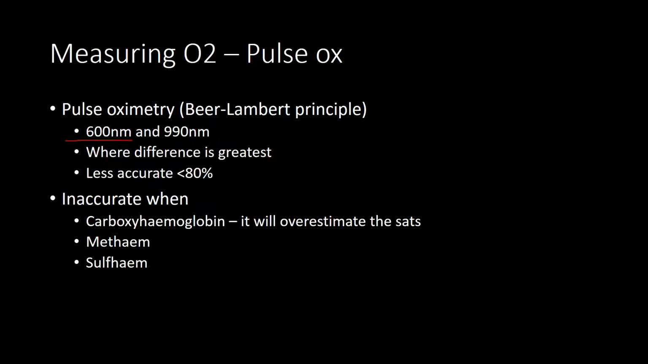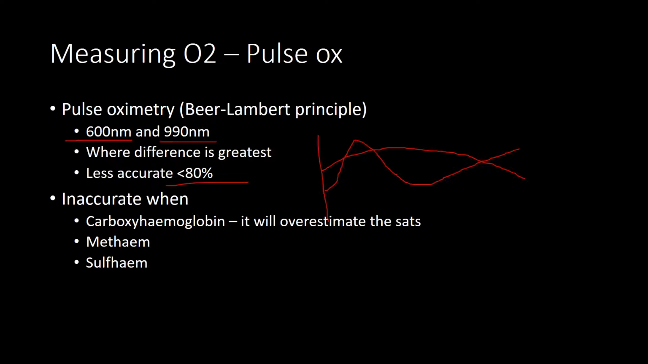The pulse ox uses these two frequencies of infrared and red light, because that's where the difference between saturated and unsaturated haemoglobin is greatest. It's less accurate below 80%, and it can be inaccurate with carboxy-, met- and sulfhaemoglobin.